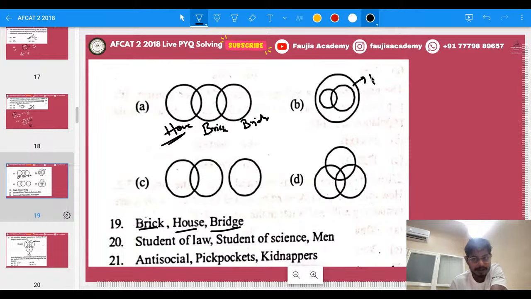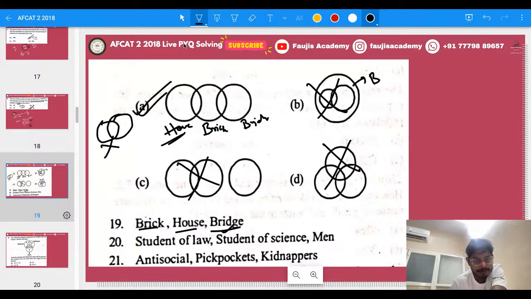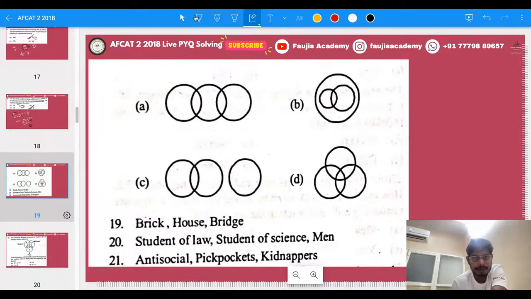See, one thing is clear: the bridge and the house will not have any intersection, isn't it? That's why these three will get cancelled. The only option left for question number 19 will be A, right? Yes. So question number 19, the answer will be A.